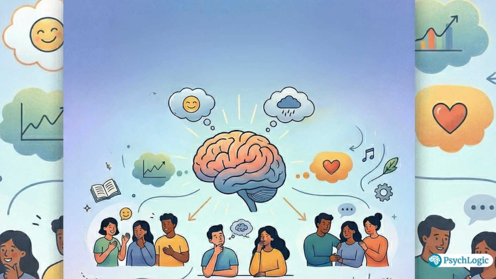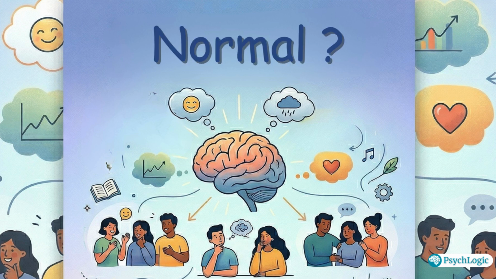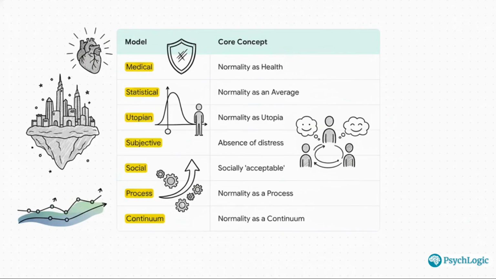Okay, so before we can even begin to define a disorder, we have to wrestle with a much tougher word: normal. It sounds simple, right? But in mental health, it's an incredibly complex idea. So let's dive in and explore what normal might actually mean. It turns out there isn't just one simple answer.